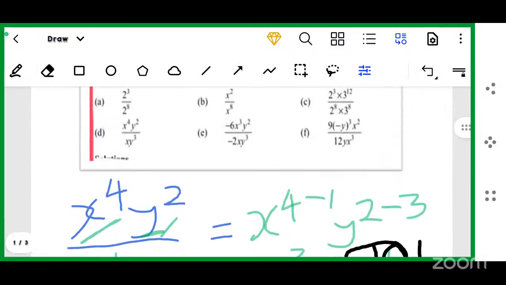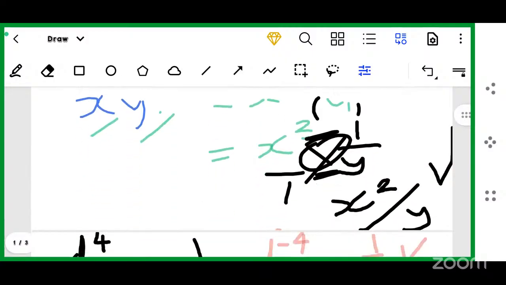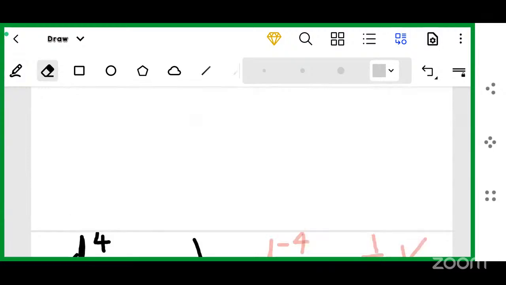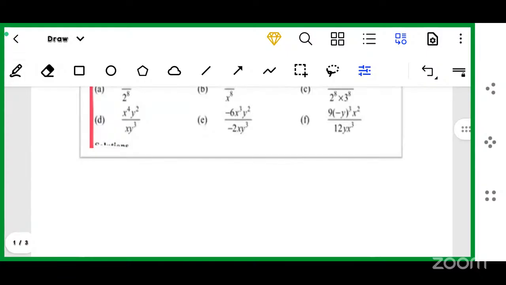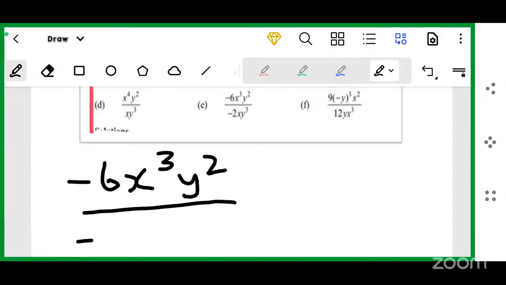Okay, it's E. Negative 6x to the power of 3, y to the power of 2. So let me clear my space here. So, okay, it's negative 6x to the power of 3, y to the power of 2 over negative 2x y to the power of 3. So here we can just simply divide. So what is negative 6 divided by negative 2?